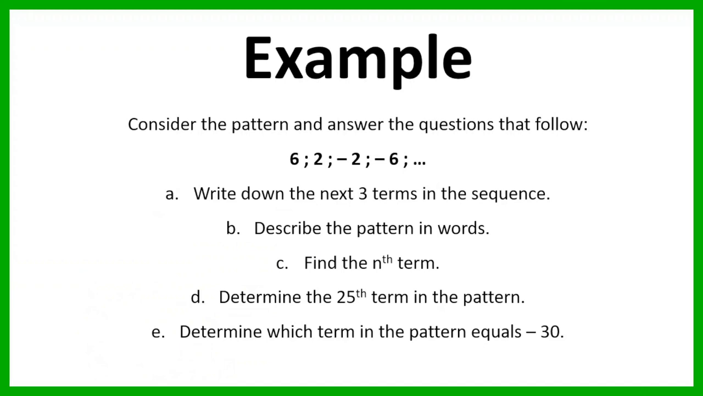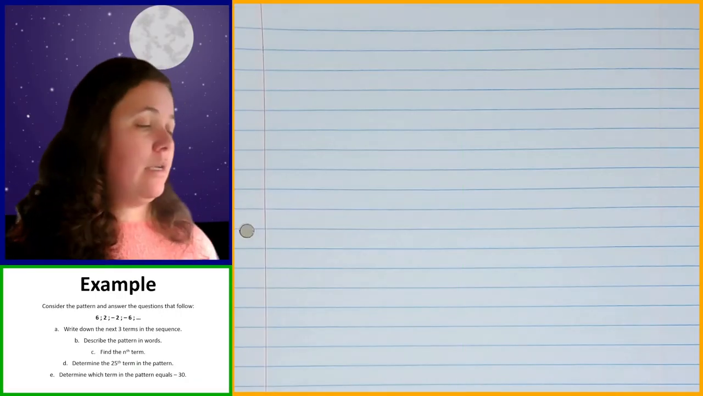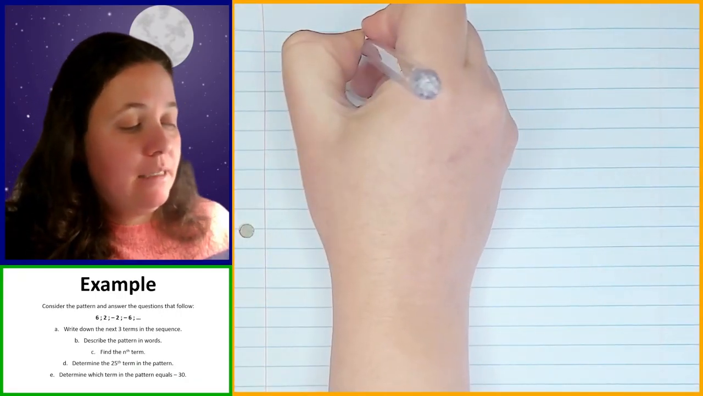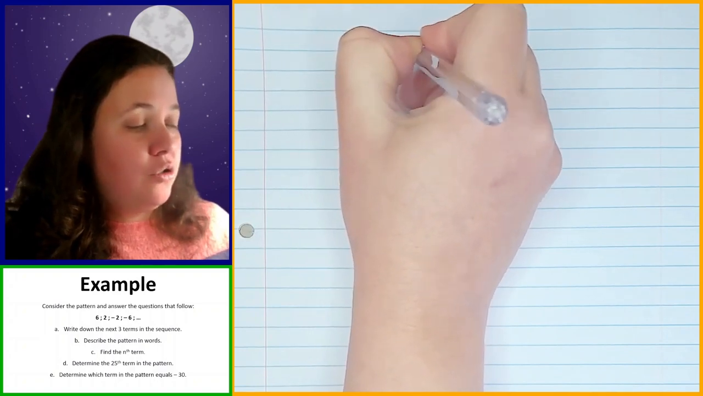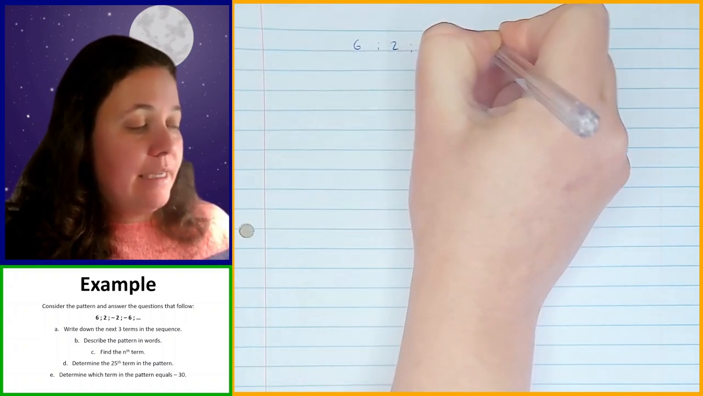Right, so in this example over here, we've got the pattern 6, 2, negative 2, negative 6. And we need to first write down the next three terms. Then we need to describe the pattern in words. Then we need to find the nth term. Then we're going to determine the 25th term of the pattern. And finally, we're going to determine which term in the pattern equals negative 30. Okay, so in this example, we're starting with a pattern 6, 2, negative 2, negative 6.